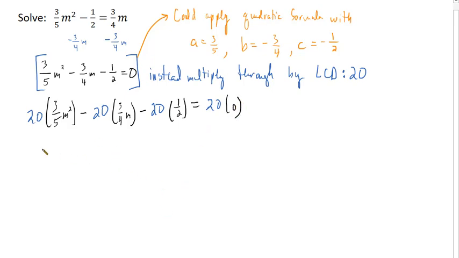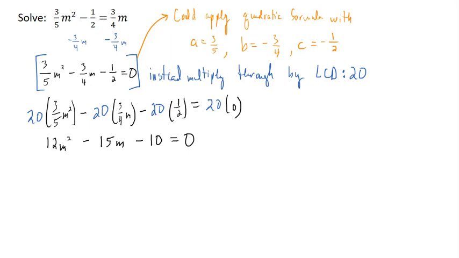And now simplifying this, 20 times 3/5: 20 times 3 is 60, 60 divided by 5 is 12. So 12m squared. Minus 20 times 3 is 60, 60 divided by 4 is 15. Minus 15m. And 20 times 1/2 is 10. So minus 10. And the right-hand side, 20 times 0 is 0.